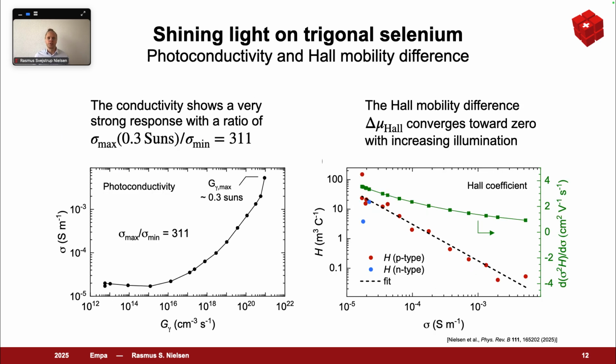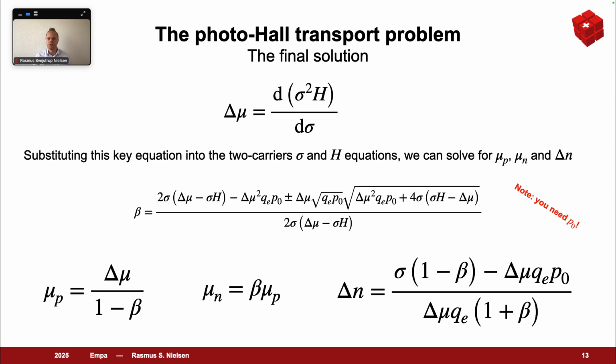We take our case study through the experiment and we observe a beautifully strong photo response and see that the hole mobility difference here in green converges towards 0 with increasing illumination. Okay, but what about the carrier-resolved mobilities? Actually, we just need to plug the equation describing the mobility difference into the conductivity and Hall coefficient equations, and then we can solve for the three unknowns from before.